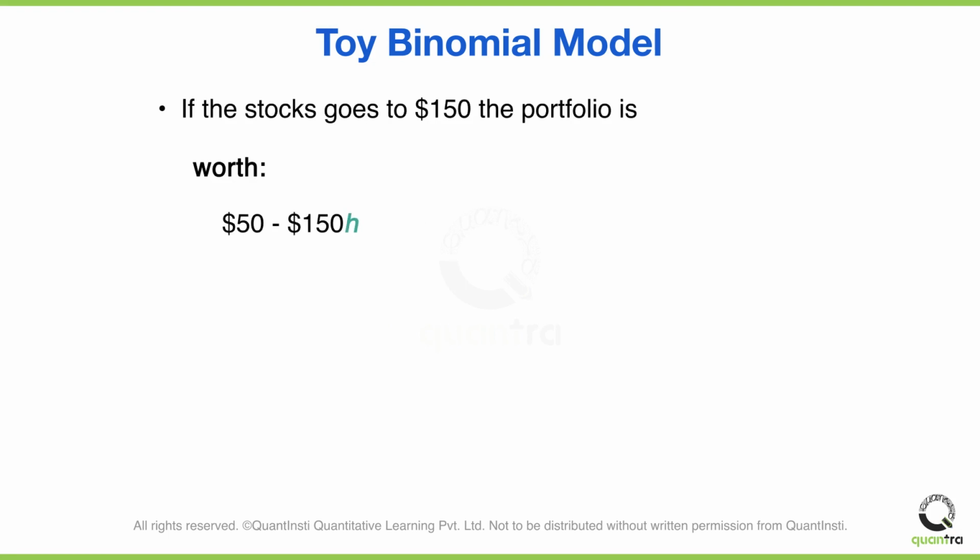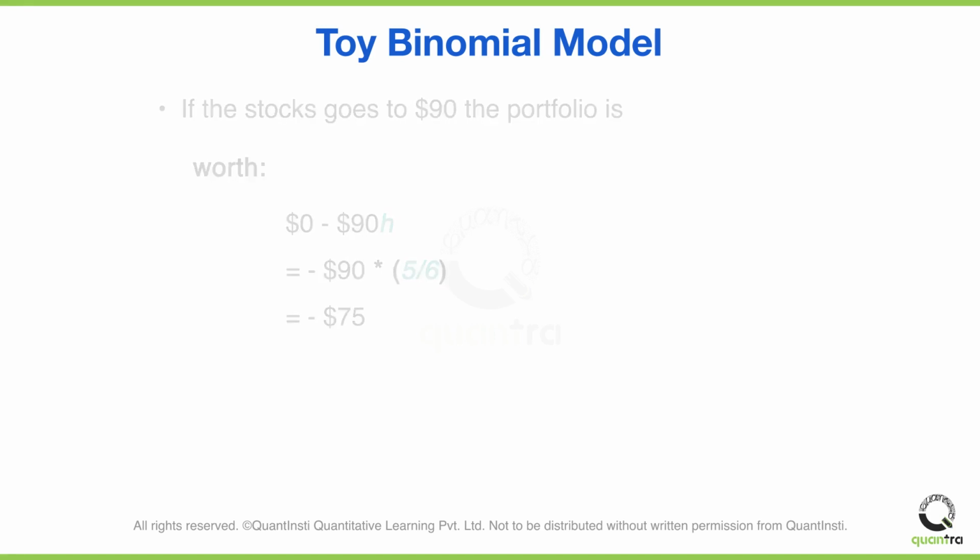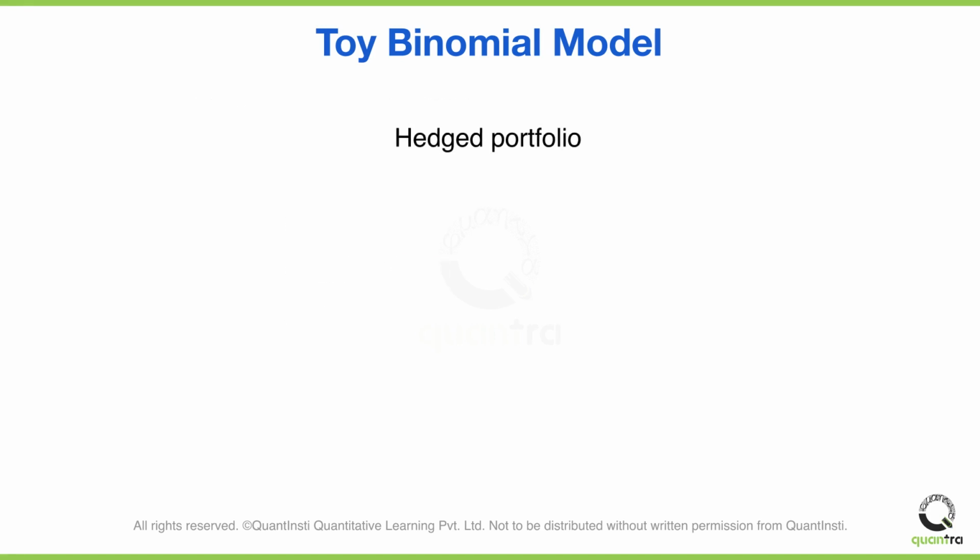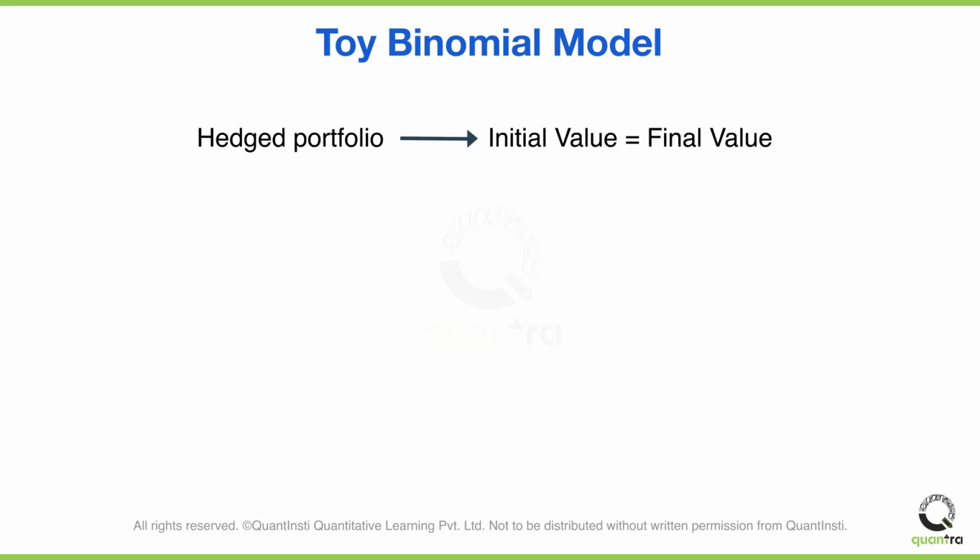Further, if we replace the value of H at $150, our portfolio is worth 50 minus 150 multiplied by 5/6 equals minus 75. At $90, our portfolio is worth minus 90 multiplied by 5/6 equals minus 75. Because the portfolio is hedged, we won't make any money, so the initial value of the portfolio is the final value, that is, C minus HS equals minus 75. Therefore, when we solve for C, we find that it is equal to $8.33.